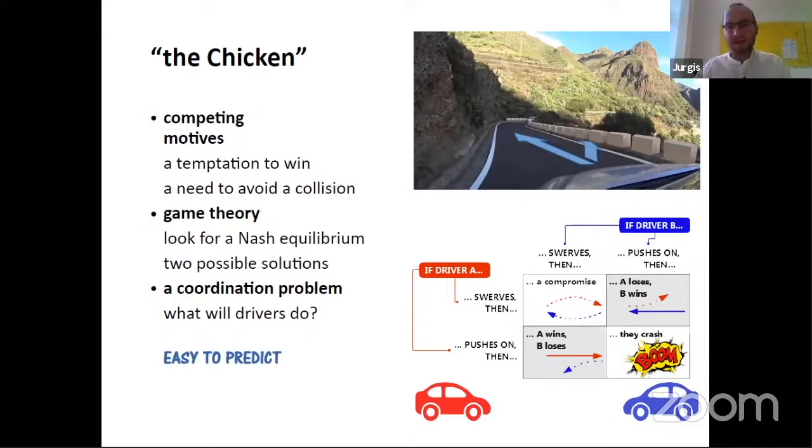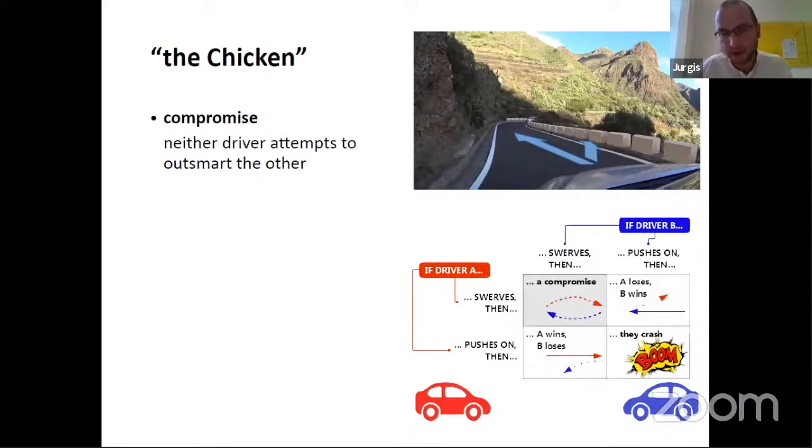Yet, despite this apparent challenge in coordination of actions, it is quite easy to predict what drivers will do in these encounters. It is very likely that both will slow down and swerve to pass one another efficiently and safely. And this constitutes a compromise whereby neither driver attempts to outsmart the other by exploiting a predicted cooperative maneuver such that the other will swerve to personally benefit from it. So I should push on. So they are happy to compromise and both swerve.